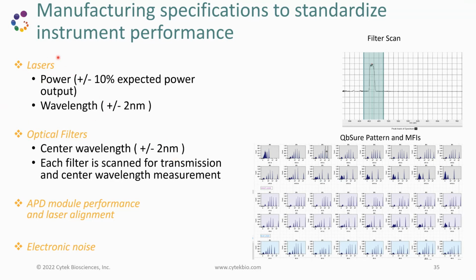From the laser point of view, we have specs around our laser power, our laser wavelength. We have a lot of specs around our optical filters, and specs around the APD module performance. Here I'm showing you what we do, a scan of our filters. We have specs by running hard dye beads, the MFI of some of these peaks. The second brightest peak and the second dimmest peak have very tight specs in terms of their CVs and their MFI. We have specs around electronic noise. So we go through a very lengthy process to ensure that the optical performance is as good as possible.